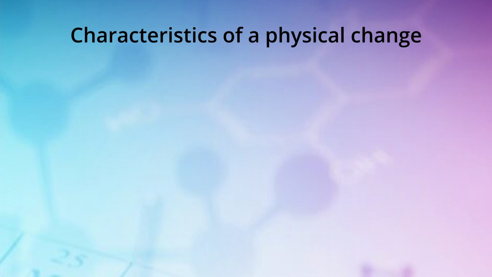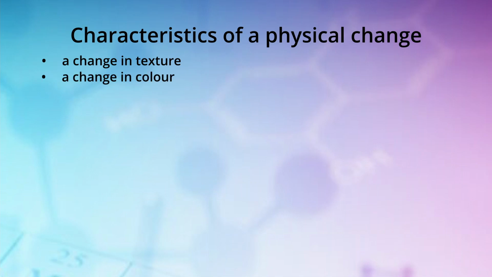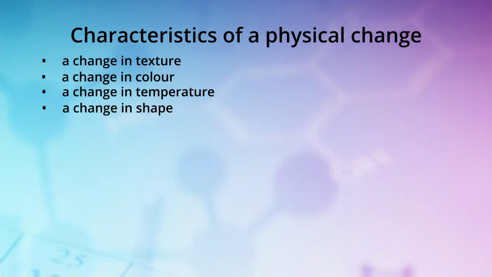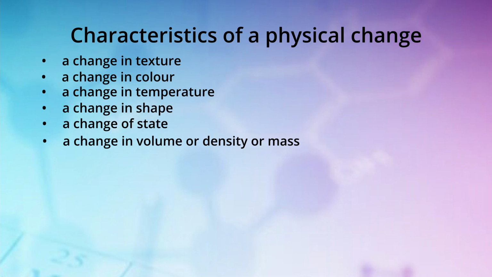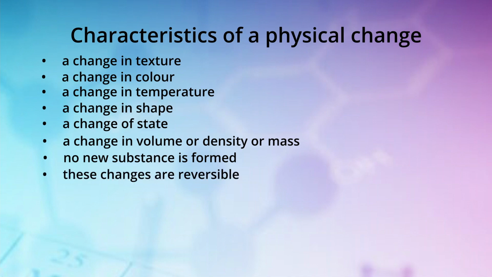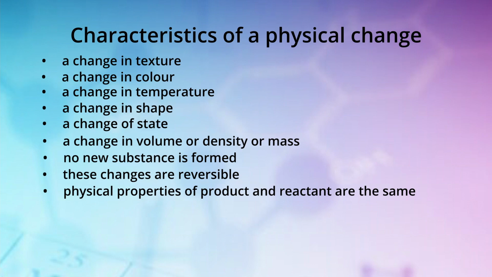How can we identify whether a change is physical? We can use the following list of characteristics to help us do that: a change in texture, a change in color, a change in temperature, a change in shape, a change of state, a change in volume or density or mass. No new substance is formed. These changes are reversible. Physical properties of the product and the reactant are the same.